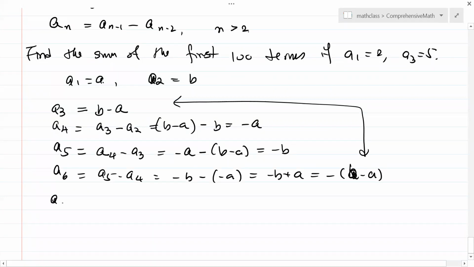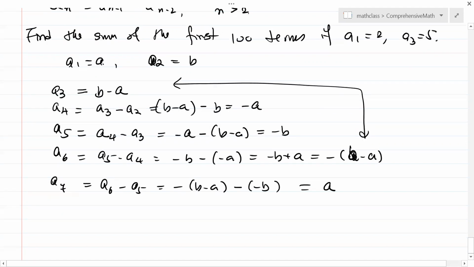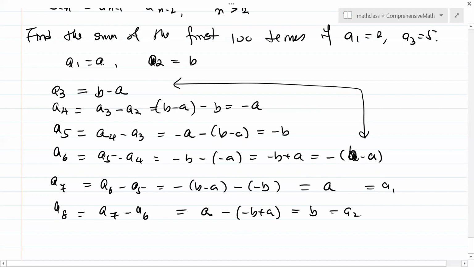Then A6 is A5 minus A4, which is negative B minus negative A, so A minus B. Then A7, do I get the same? A7 is A6 minus A5, so A minus B minus negative B. Aha, I get A, which is A1. A8 is A7 minus A6, A minus (A minus B), so it's B. That's A2.